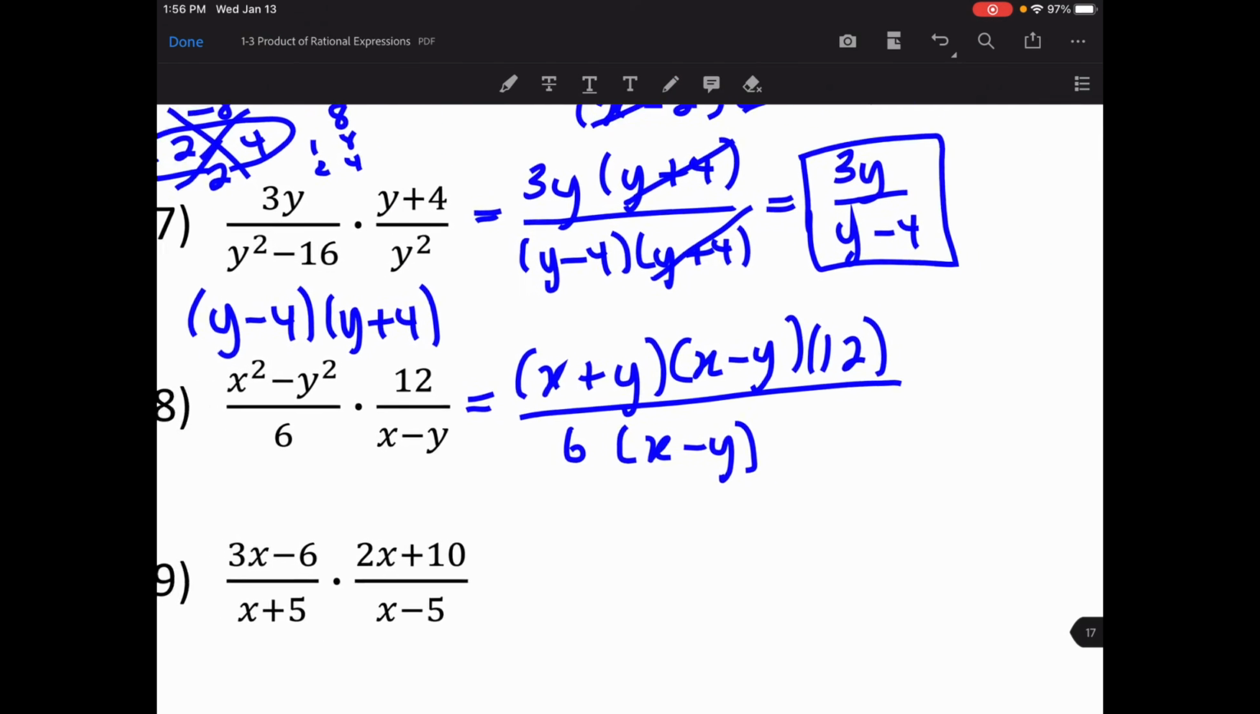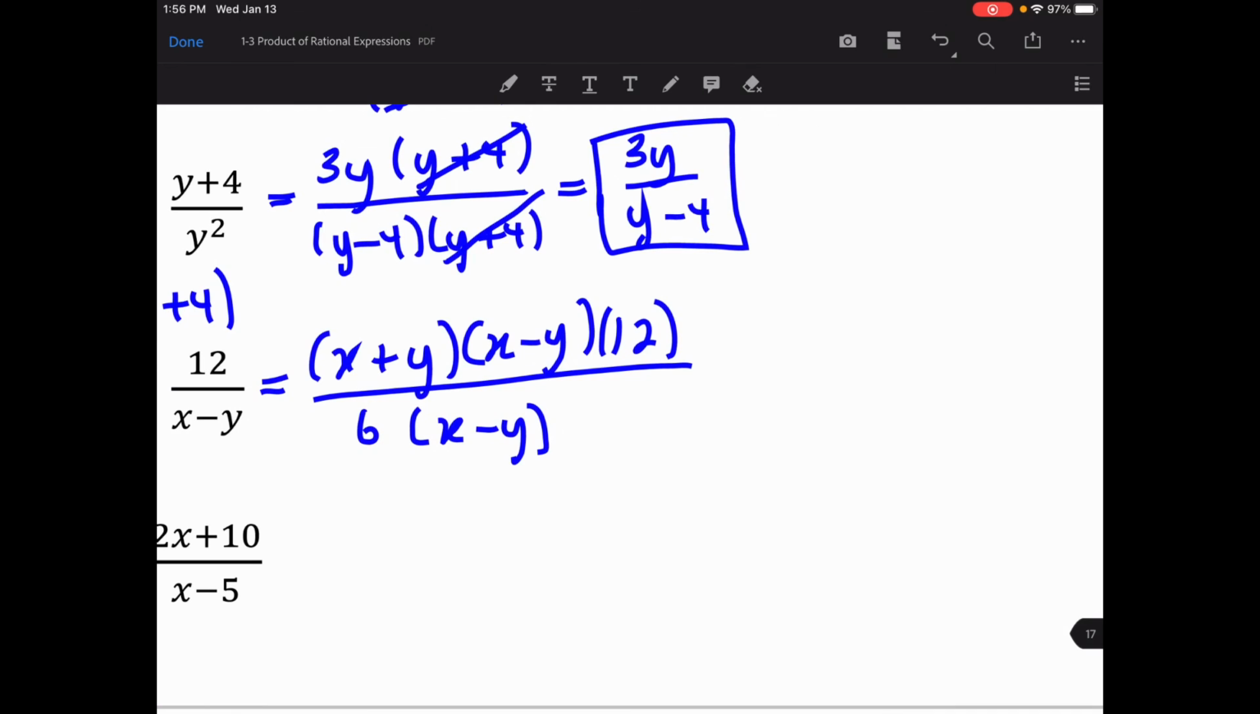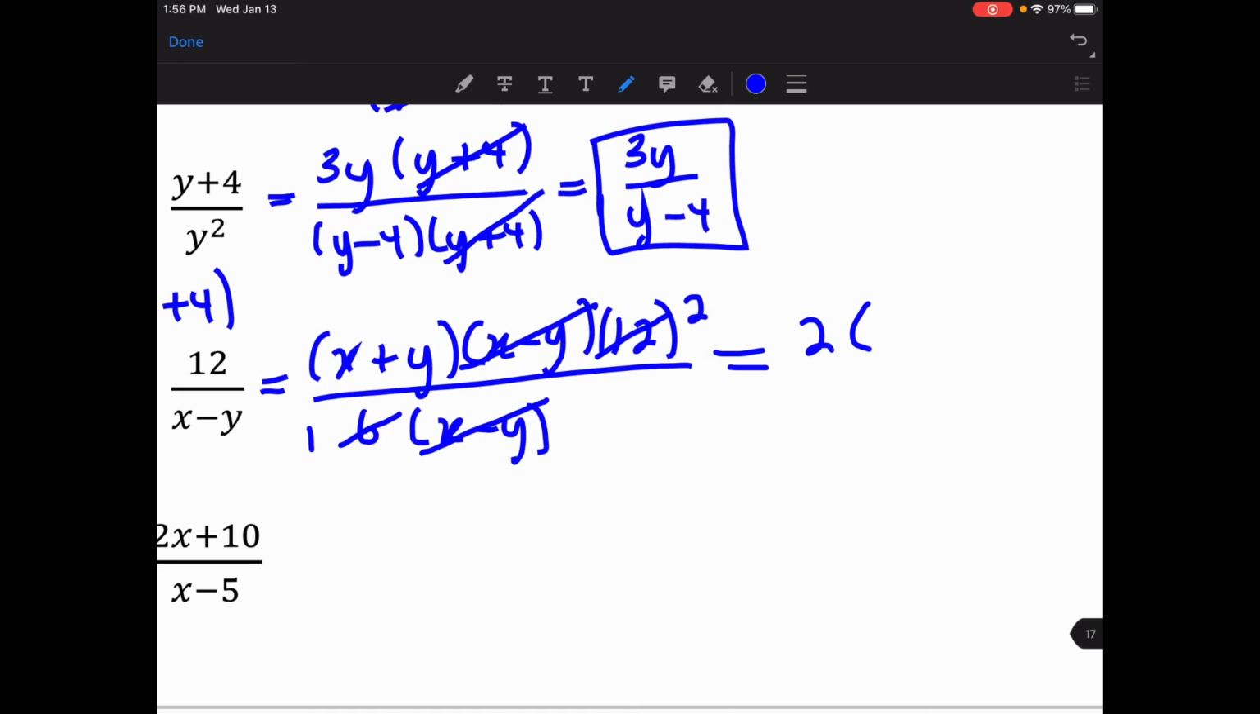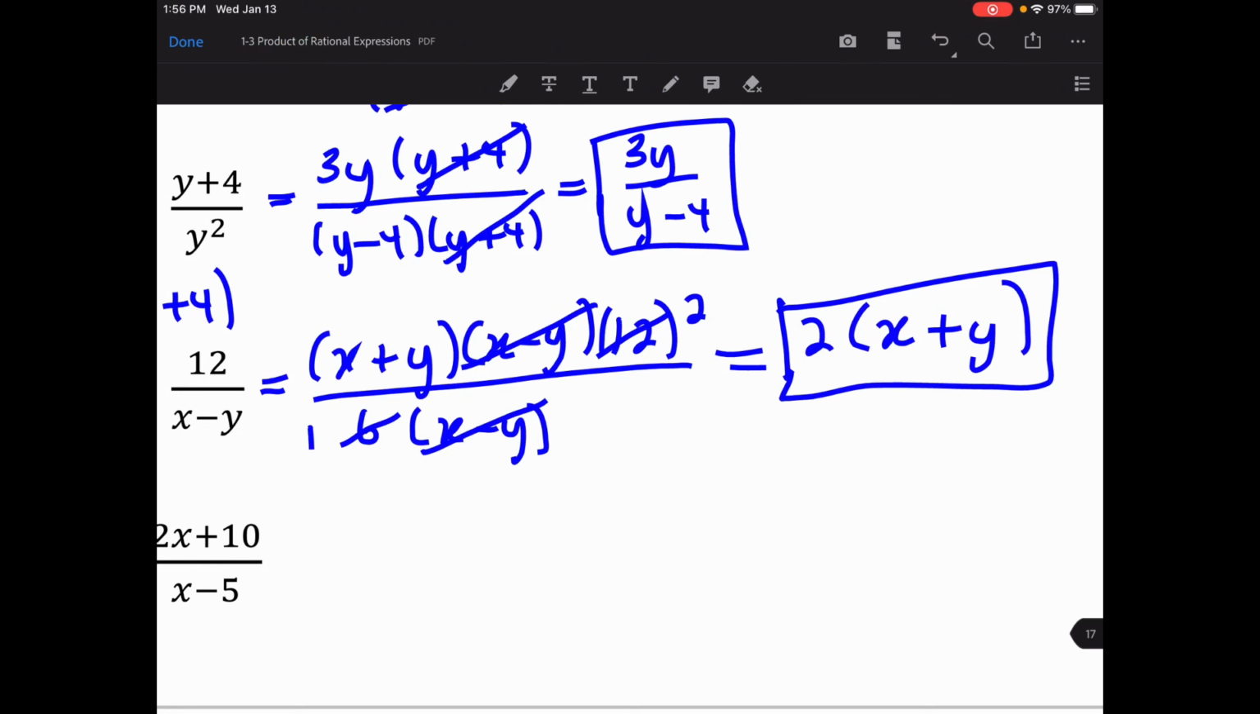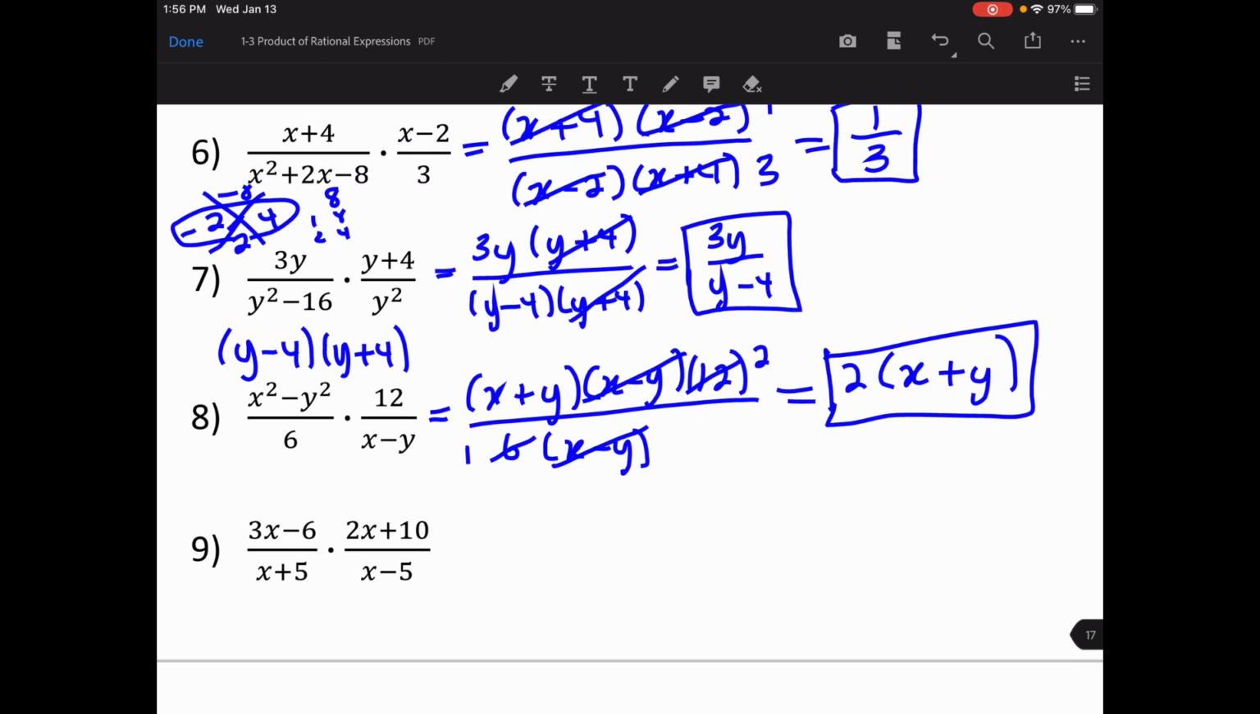And then my last step is to see if there is anything I can cross out in my numerator and denominator, x minus y, x minus y. Then I have 12 over 6. I can reduce that by doing 6 divided by 1 is 6, 12 divided by 2 is 6. Therefore, my answer for this is 2 times x plus y. I do not have anything left in my denominator, meaning this is over 1. But we don't have to write over 1. Therefore, my answer for this is 2 times x plus y. Or, like I mentioned, you can distribute the 2 and get 2x plus 2y, which is going to be the same thing.